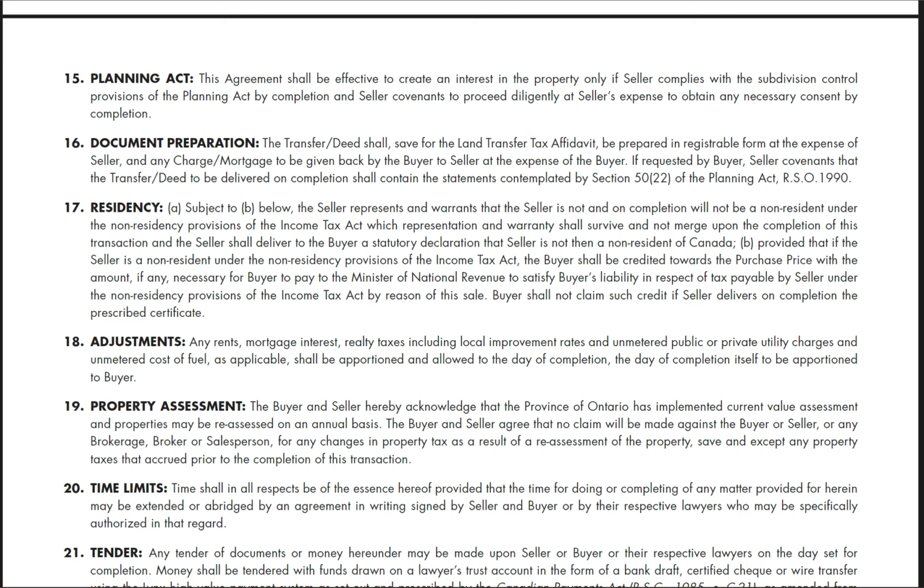So again, this just takes into consideration certain costs, what the seller is responsible for before closing and what the buyer is responsible for after closing, and adjustments for that to happen so that neither party is underpaying or overpaying.